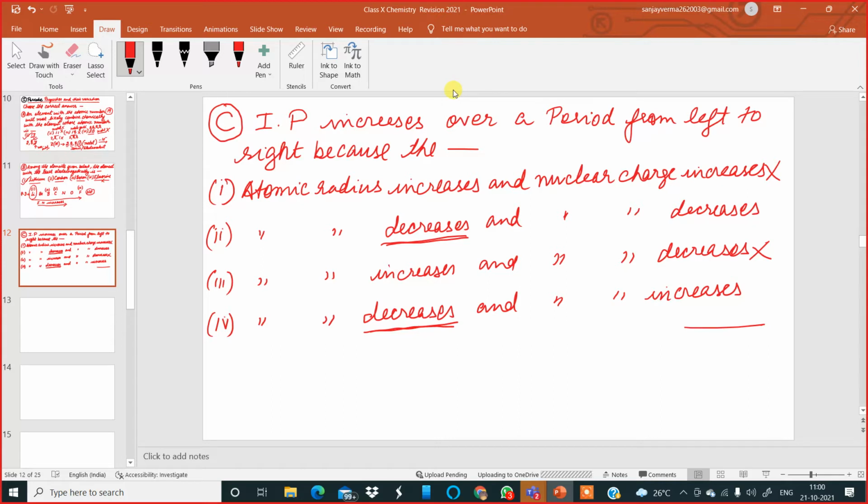Increases. So this is correct. Increases. This cannot be the answer. So what is the answer now? Which option? Option 4. So this is how you have to work out the reasoning questions. Are you getting it? But you must know the variation in periodic properties across the period and down the group. Okay, is this done?